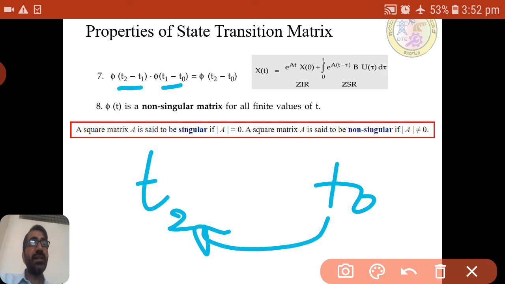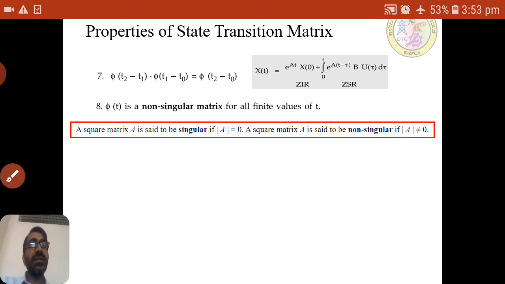So similarly, if it is t0 to tn, whatever is in between, t1, t2, t3, t4 like that up to n minus 1, we can give it as pi of t2 minus t0. So this is the 7th property.